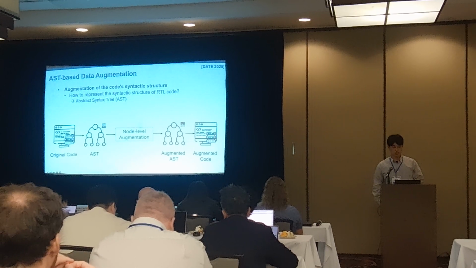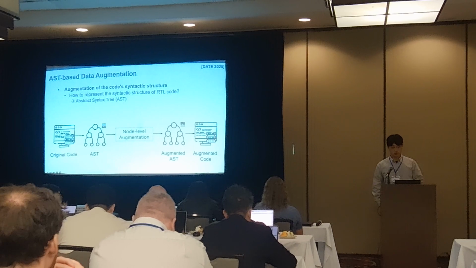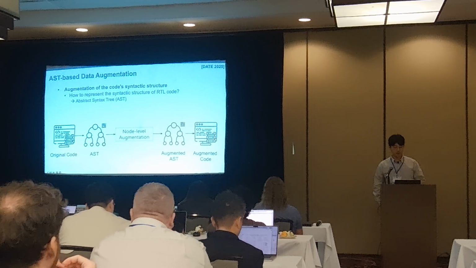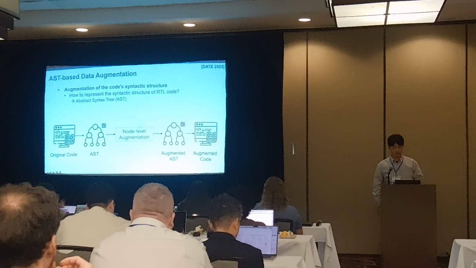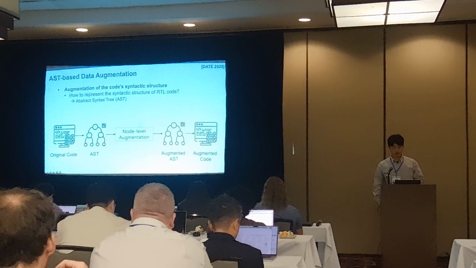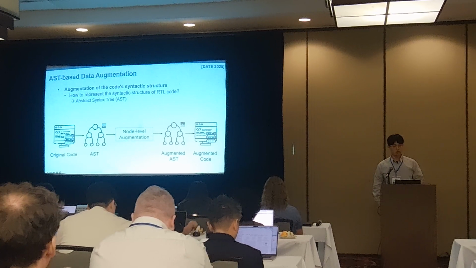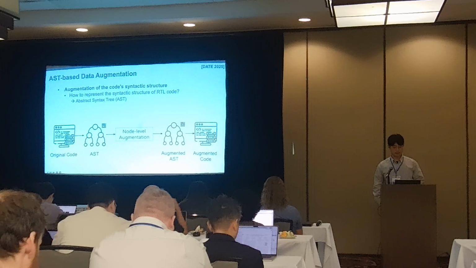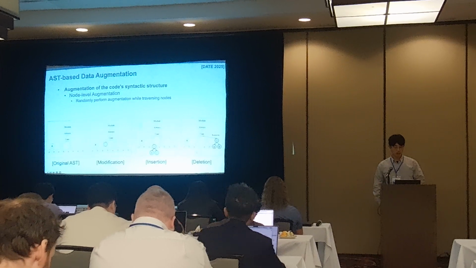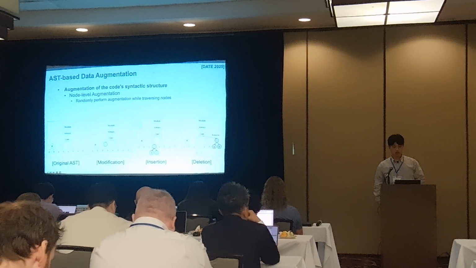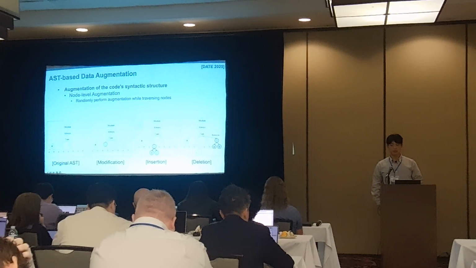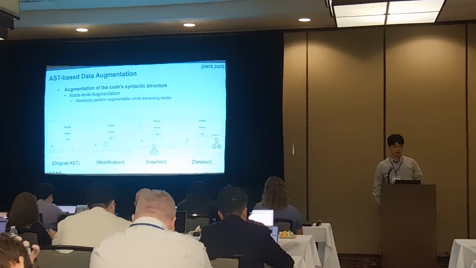An abstract syntax tree represents a program's syntactic structure as a tree, where each node corresponds to a construct or operation that defines the program's logic. By modifying the AST structure and converting it back into code, we can generate augmented code to enrich the training dataset. For AST-based augmentation, we apply 3 main techniques: modification, insertion, and deletion.